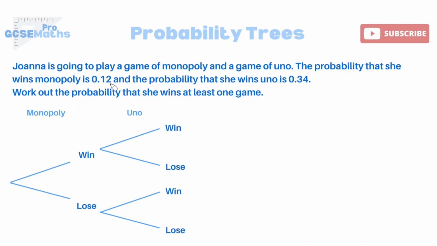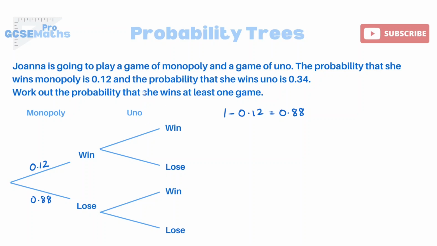So Monopoly, the win is 0.12. The lose, therefore, must be 1 minus. Because in this tree, she can only win or lose. That's 100% of the chance. You're either going to win or lose, isn't it? So that would give us 0.88 for lose. Now for this one, I'm not going to copy these probabilities to the second column because we've got two different things and they've given us two different probabilities.